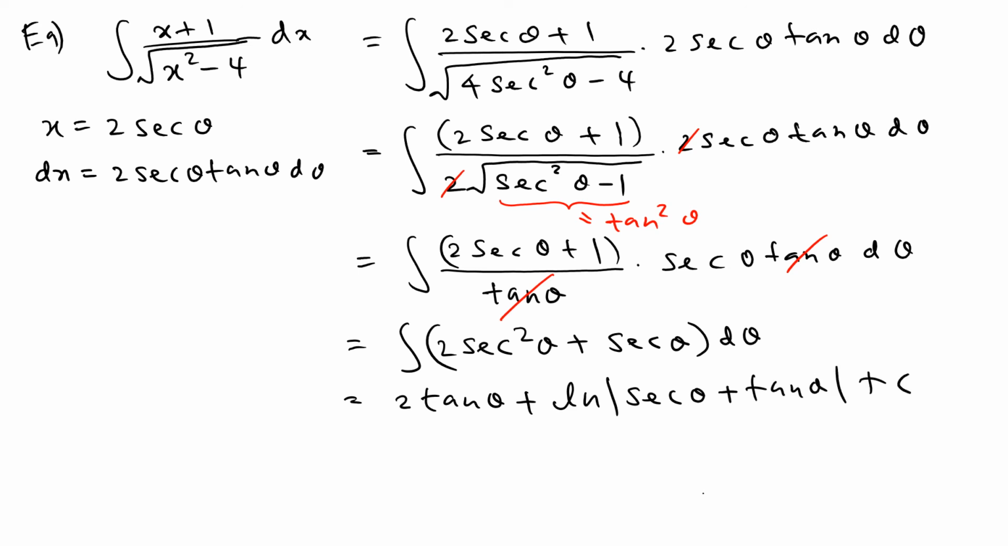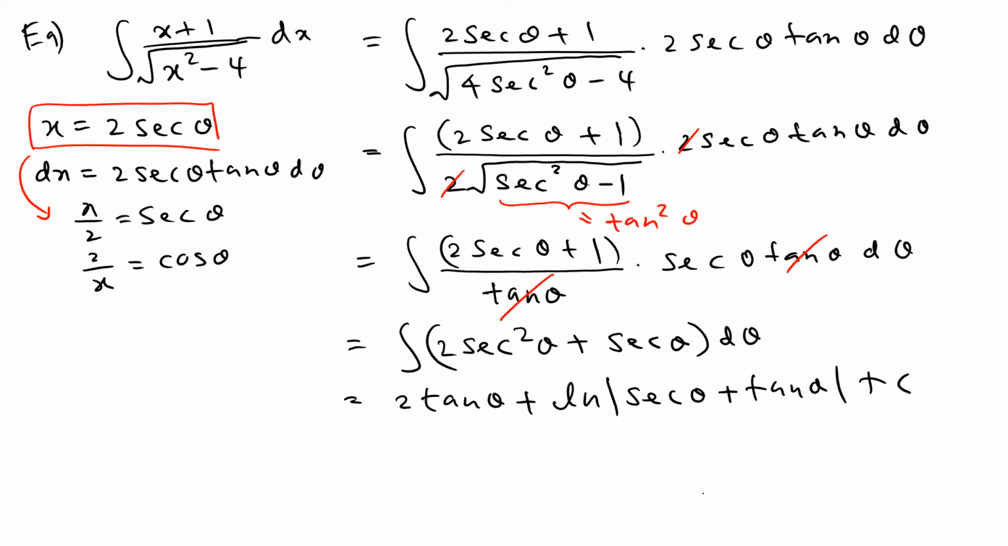What are you going to do? We're going to substitute for tan and secant. So what do you do? As before, draw the triangle. We say that x over 2 equals secant theta. That means 2 over x equals cosine theta if you want. But you can just use the first one to draw the triangle. If it is difficult, just do it like that.